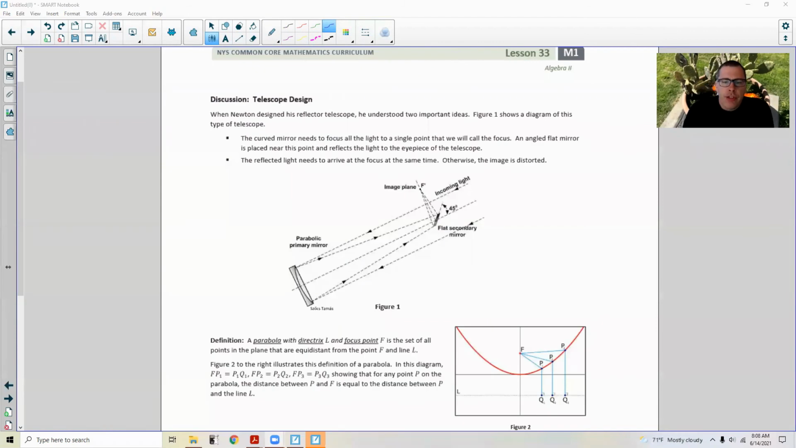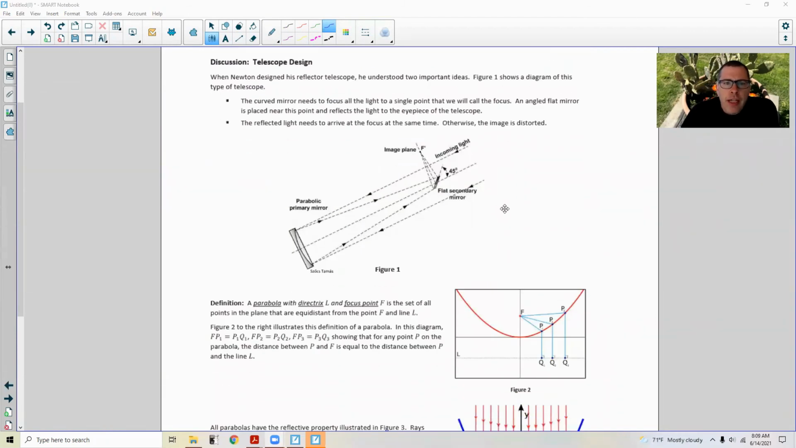All right, page 2 is just a discussion page. So a telescope design. When Newton designed his reflector telescope, he understood two important ideas. Figure 1 shows a diagram of this type of telescope. The curved mirror, okay, parabolic mirror, primary mirror right here, needs to focus all the light to a single point that we will call the focus. So he wanted this mirror to curve so that when the light hit it, no matter where the light hit it, it would reflect up and hit at the exact same point up here at the focus.